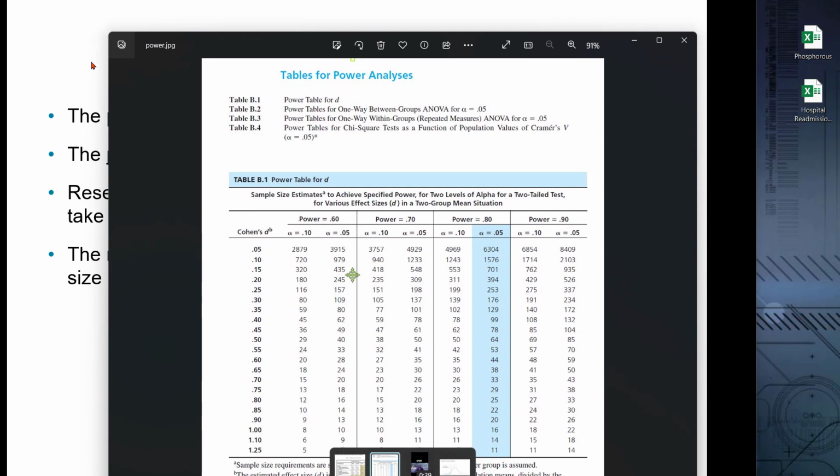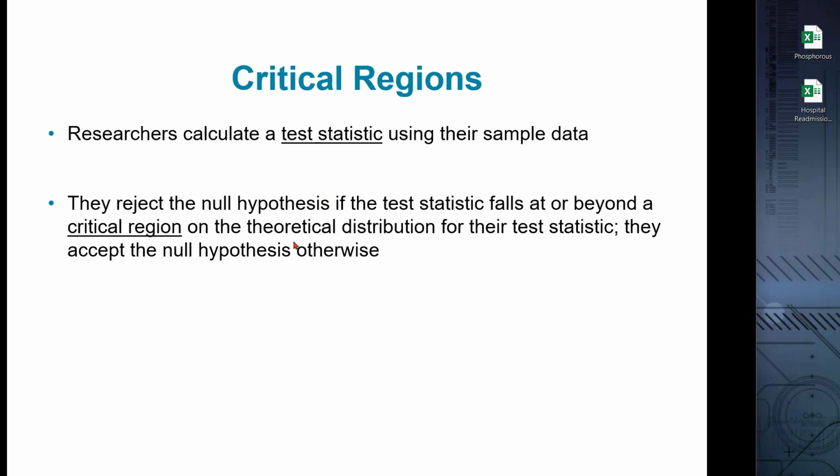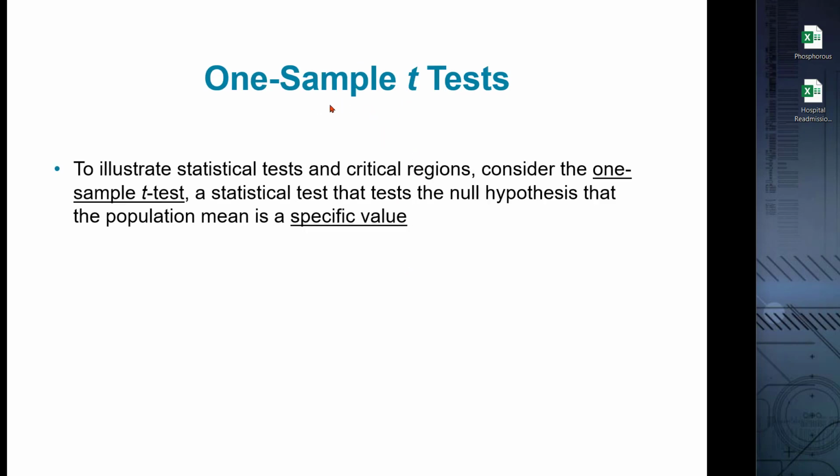Researchers use sample data to calculate a test statistic, which is then compared to a critical region on a theoretical distribution to make inferences about the population parameters. The one-sample t-test is a statistical test used to determine whether the mean of a single sample is significantly different from a hypothesized population mean. It is particularly useful when the population standard deviation is unknown, and the sample size is relatively small.